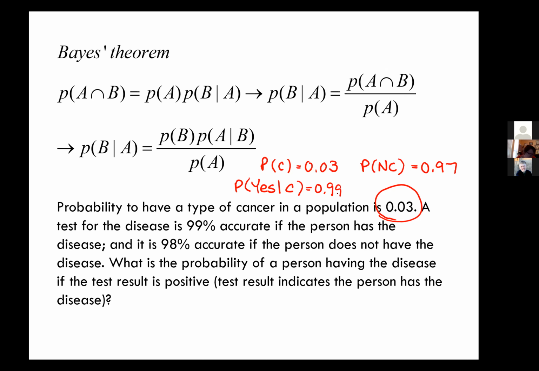What else are we told? We're told that if I don't have cancer, then it's going to indicate that 98% of the time. So if I don't have cancer, I'm going to get a no 98% of the time, 0.98. So the probability, let's write that down here since I'm out of room, that I get a no given I don't actually have cancer, is 0.98. Okay, and is that all the information I'm given?